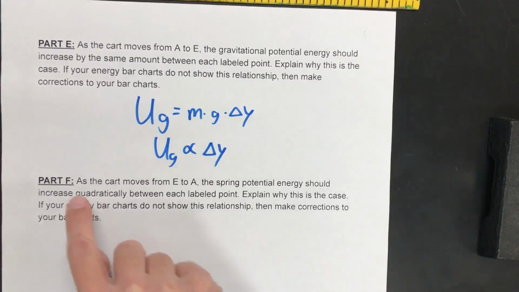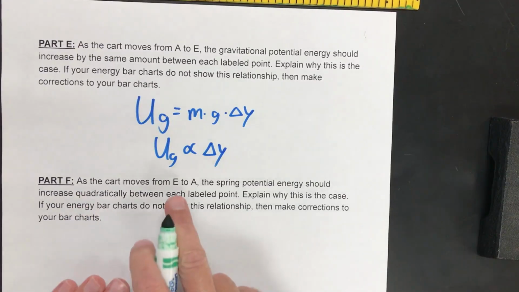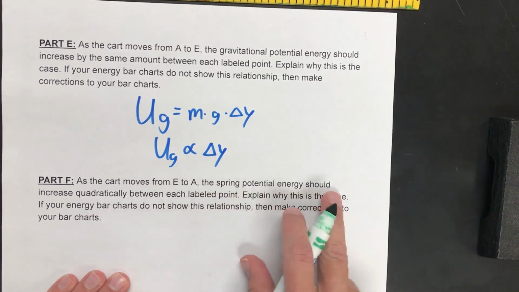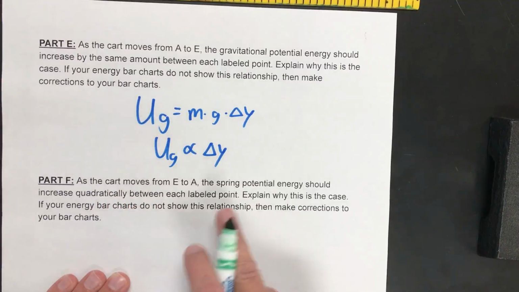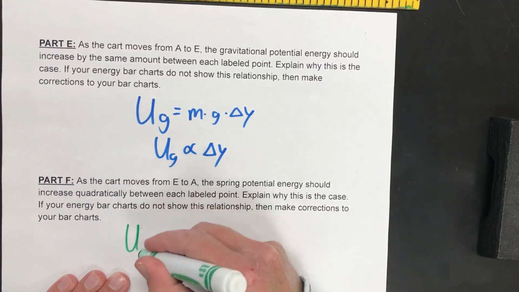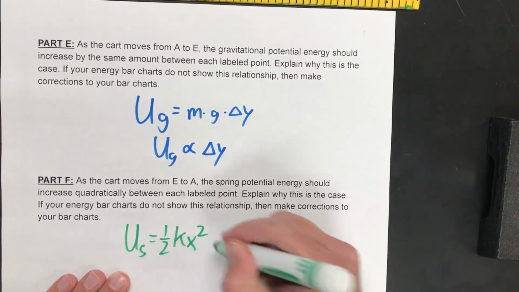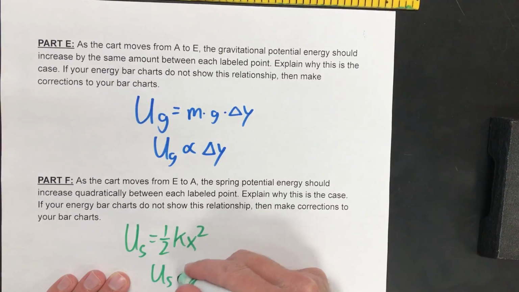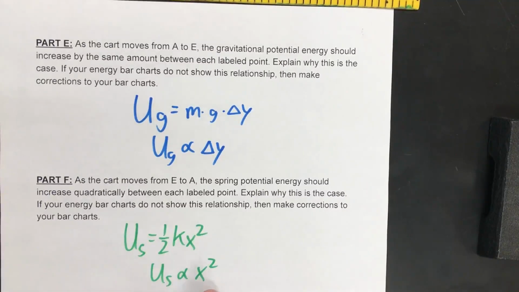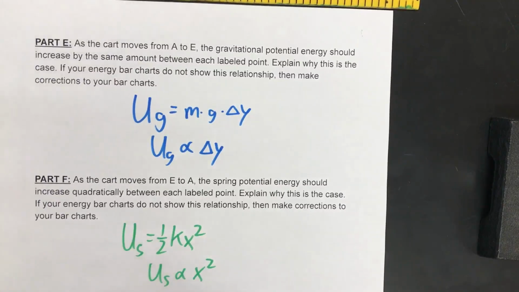And then finally, part F, as the cart moves from E to A, the spring potential energy should increase quadratically. Explain why this is the case. Well, we kind of already did. The spring energy is equal to 1/2 k x squared. So spring energy is proportional to x squared. Double your distance that you've stretched, 2 squared is 4 times the amount of spring energy there.